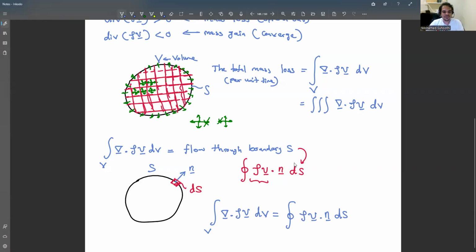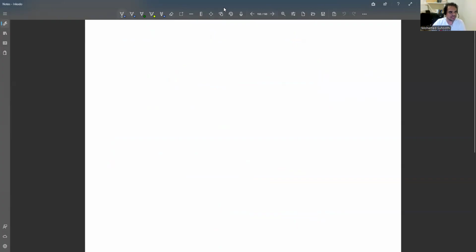Okay, so now if we want to write this into index notation, again, divergence is a scalar. So if you want to convert into index notation, how can you write it? Let me write it in another direction. So finally, this is the divergence theorem we derive.